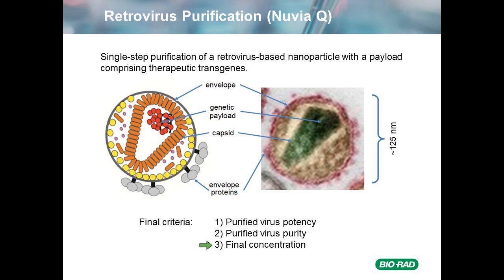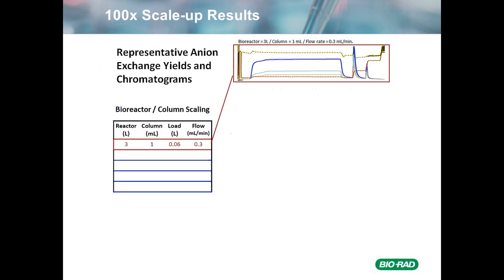Because if you end up with a very dilute virus solution, and you have to concentrate that through something like UFDF or TFF, what you can find often is that the shear forces going through that system will damage the viruses and render them non-infectious. So you want to end up, hopefully, out of chromatography with as high concentration as possible so you don't have to do much concentration afterwards.